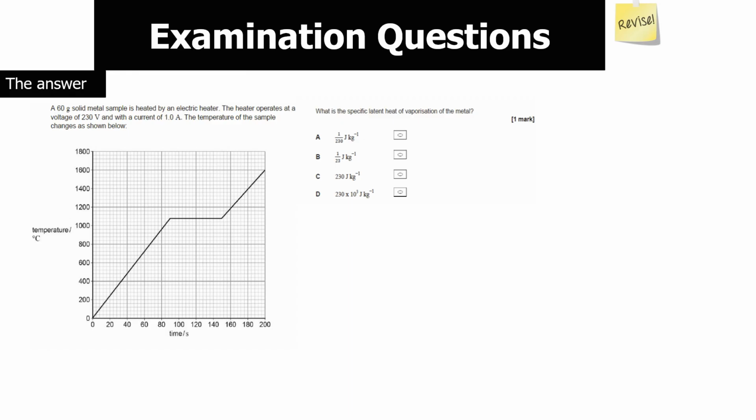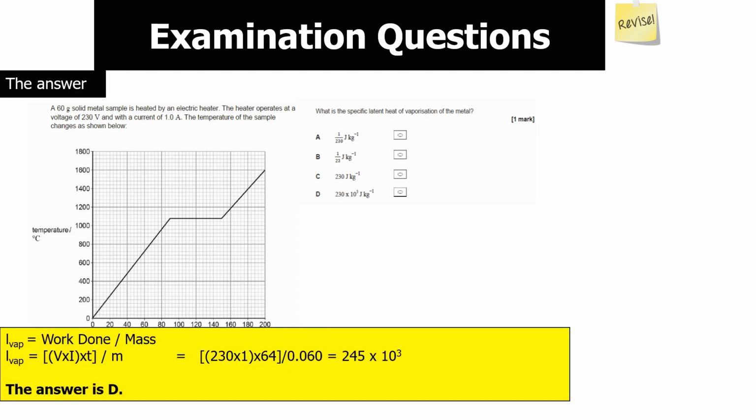Right, so we know that the equation is E equals mL, so therefore L is equal to E, or work done, over the mass. Now the work done is going to be power times time, and the power in an electrical circuit is VI, so it's VIt over m. We can pop the values in: 230 times 1 times 64 divided by 0.060, with grams converted into kilograms, and we get 245 times 10 to the 3, so it's approximately going to be D.